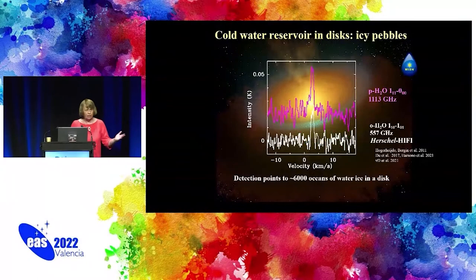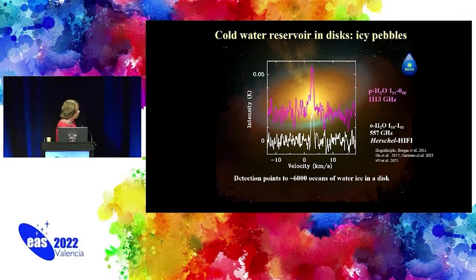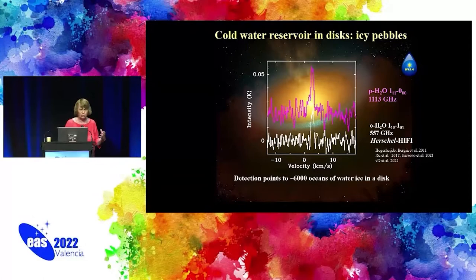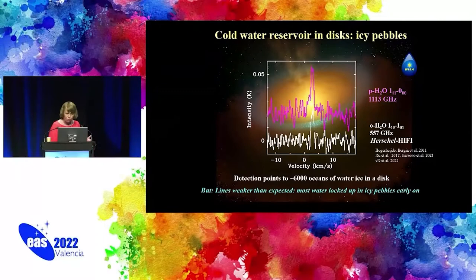In fact, the lockup of water into icy grains was something that came rather unexpectedly from the Herschel-HIFI mission, when we were trying to observe water in disks. And actually, we have these beautiful detections here of water in the TW Hydra disk. But that was one of the few disks. Most of the disks were incredibly weak. And so from the strength of these lines, we can determine the number of water molecules that we have in the disk, corresponding in this case to some 6,000 oceans. But actually, most of that is locked up in the icy pebbles. The lines are much weaker than expected, and so we basically cannot see them.